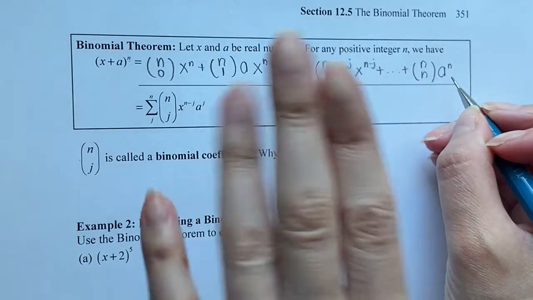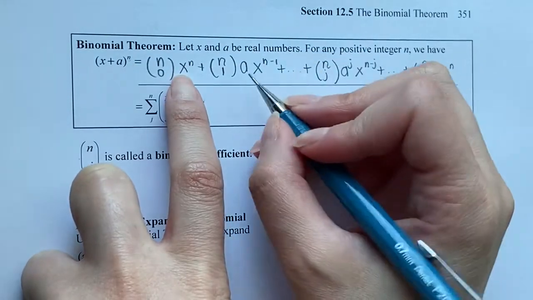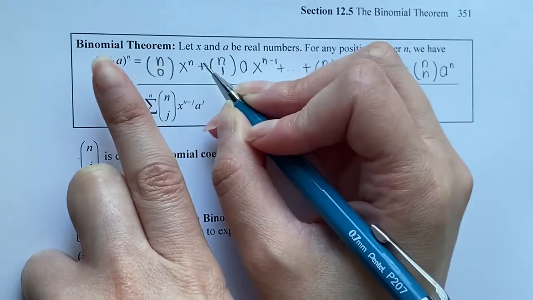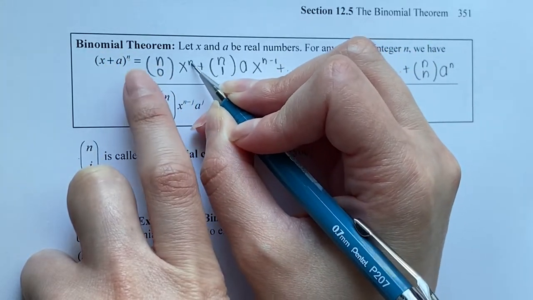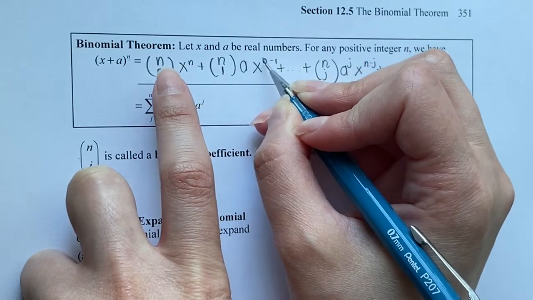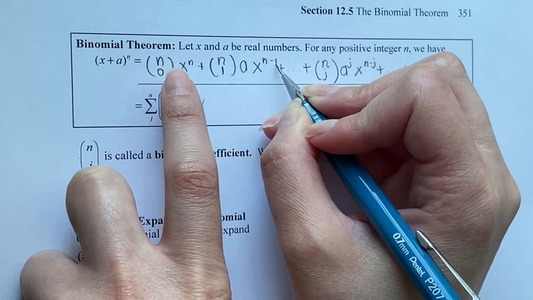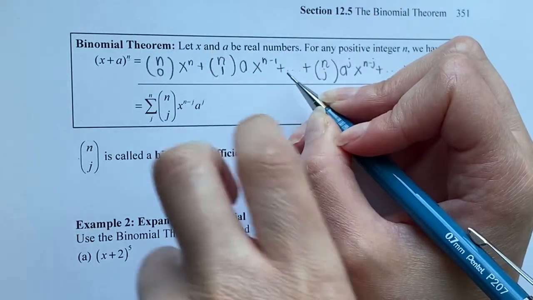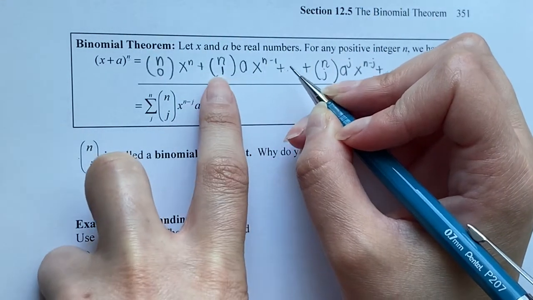Now here's the secret. The exponents of these two terms, when you add them, always need to add up to n. Here this is the only exponent, so it's n. This one, remember, the exponent of a is 1. What's 1 plus n minus 1? n.